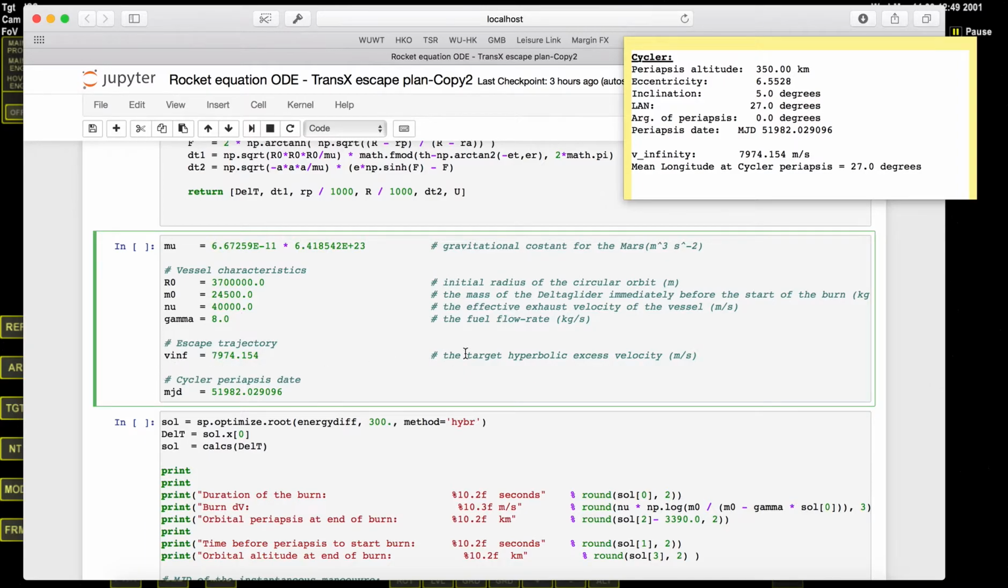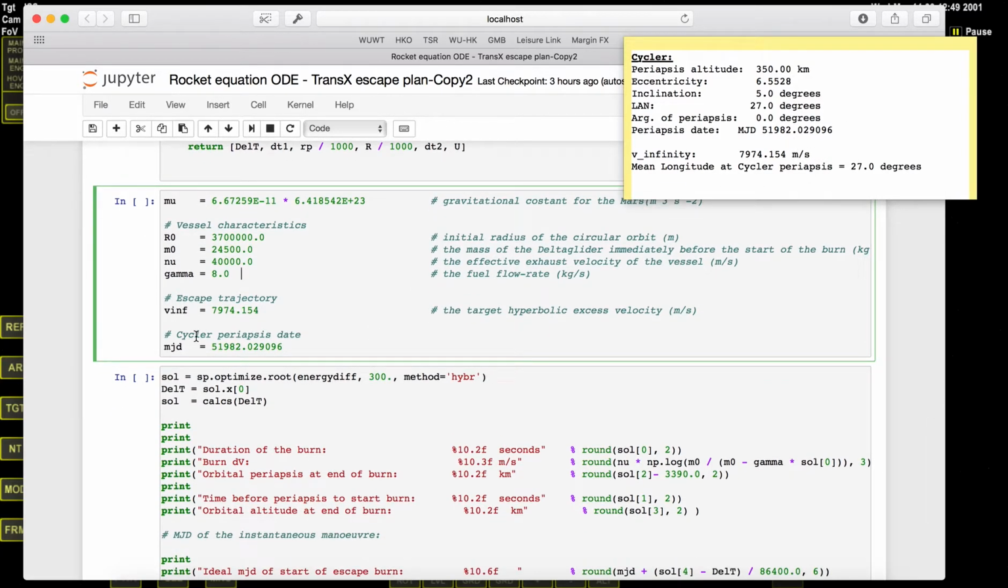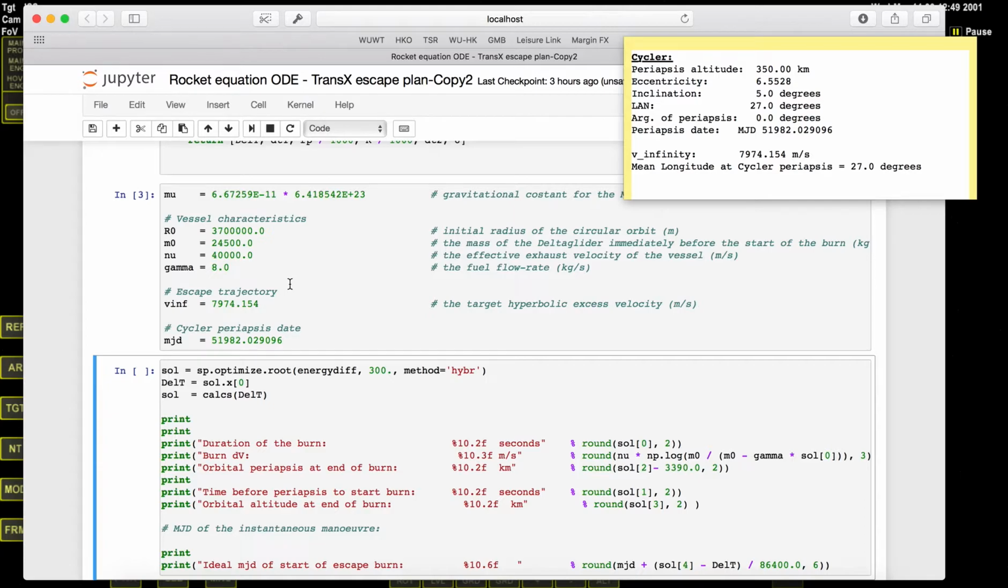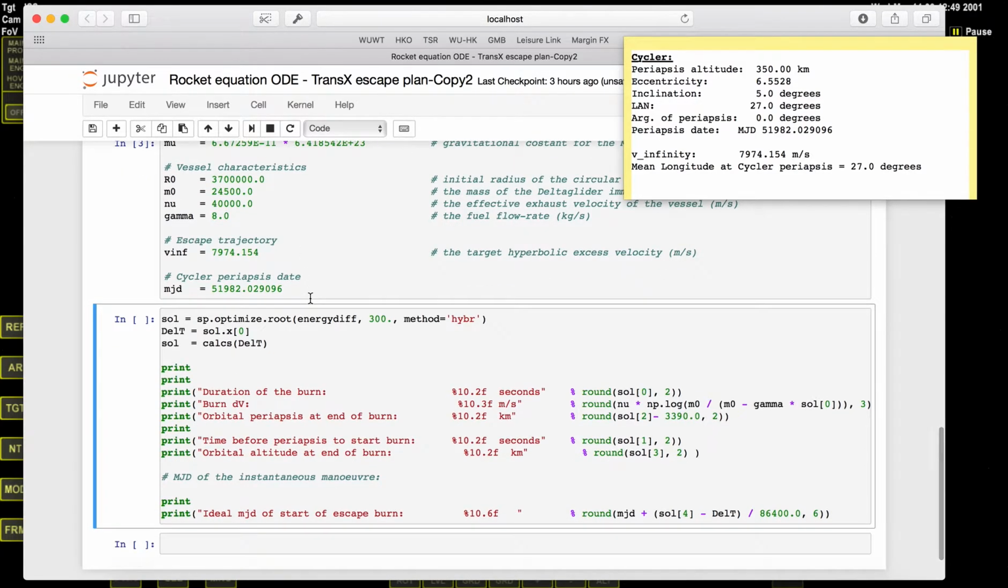The v infinity, the target hyperbolic excess velocity of the Hermes as it goes by, we know from the orbital parameters of the known Hermes approach orbit, and that's 7,974.14 meters per second. That's just copied over from what we know over here. We also know the cycler periapsis date, so this is going to be 51982.029096, which is this number over here. I'm just going to hit shift return to load that data into Python.